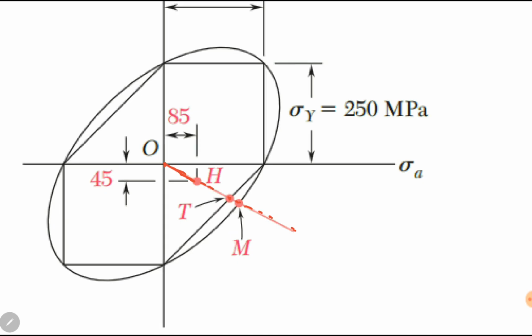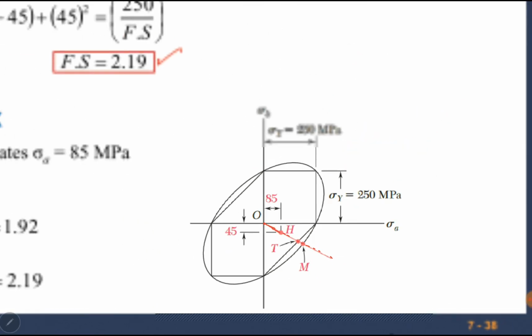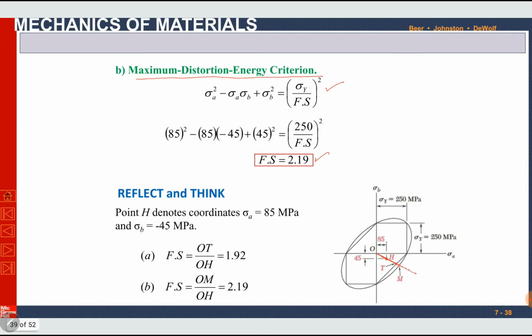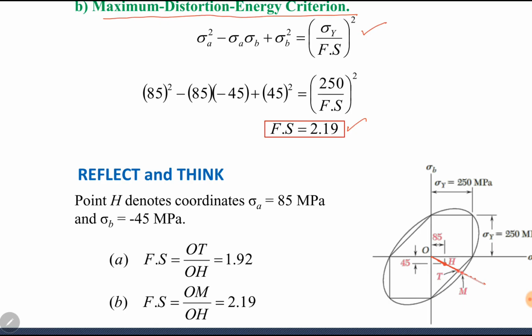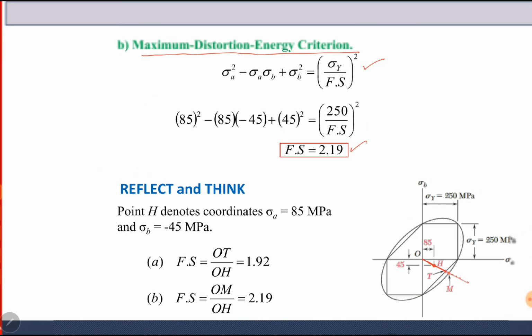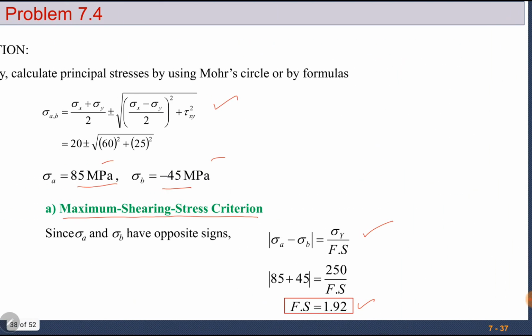As per the Tresca criterion, this structure is safe between O and T, but it lies at OH. So we can find the factor of safety as OT over OH. OT is our maximum limit, OH is our current position. By measuring the length of these two lines on graph paper using a scale, you can find the factor of safety. It must be 1.92 as calculated earlier.